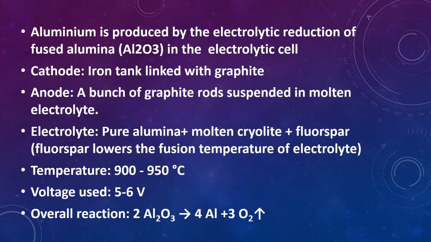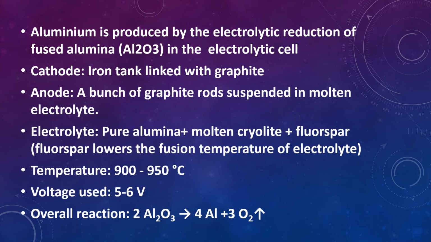Aluminium is produced by the electrolytic reduction of fused alumina, Al2O3, in an electrolytic cell. We place it in the cryolite and the molten chamber. Then we insert a cathode. The cathode is a steel tank, carbon material with graphite. The anode is a bunch of graphite. On top, the bunch of graphite is suspended in the molten electrolyte.